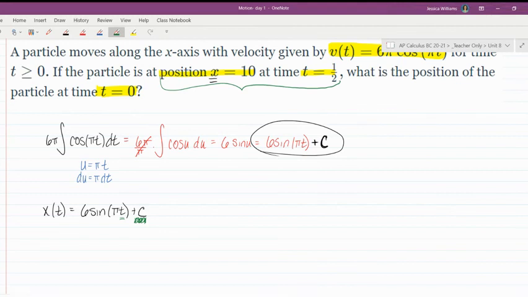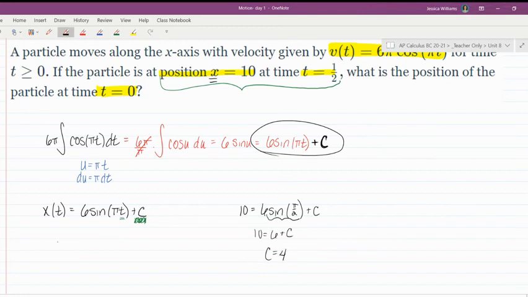So if I know that the position is 10, so x equals 10, at time a half, I'm going to put, oops, I lost my 6. 6 sine of pi times a half would be pi over 2 plus c. I know my unit circle. I hope you do too. Sine at pi over 2 is 1. So this is 10 equals 6 plus c. So c is 4, which means our position function is 6 sine pi t plus 4.